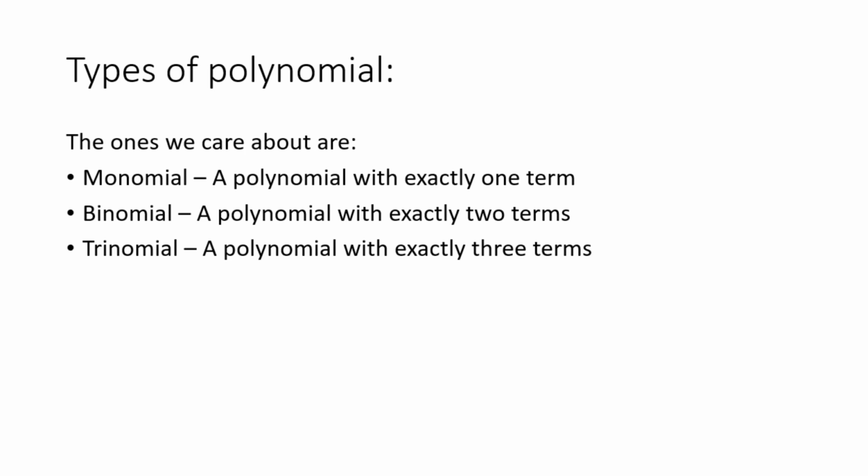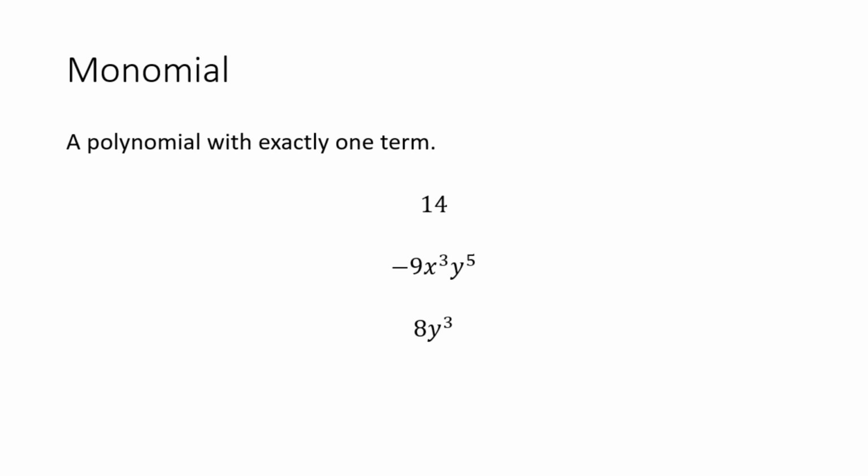A monomial is a polynomial with one term. A binomial has two terms. A trinomial has three terms. So here we'll go through each of them. A monomial has one term, like 14, or negative 9x to the third y to the fifth, or 8y to the third. They all have one term in them, so they're all monomials.